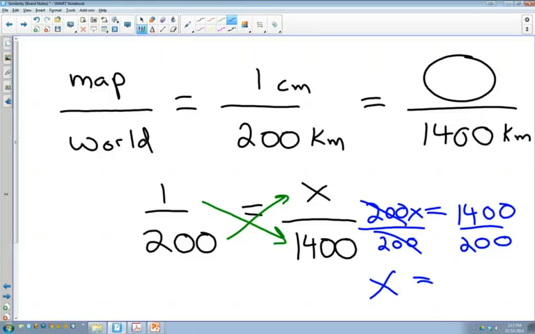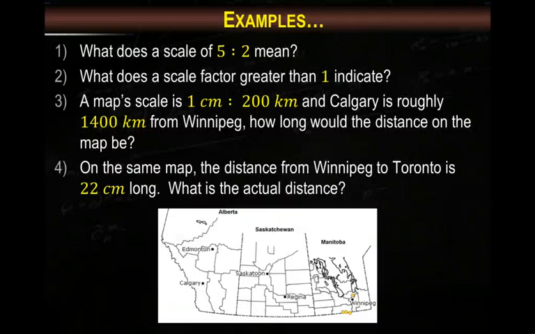What's 1,400 divided by 200? 7? About 7? Does anyone agree with the 7? Yes, it's 7. So that gives us the answer, 7 centimeters. Okay? Now for some people, they can kind of intuitively, they don't need all these steps. But that's a technique for doing that. Okay? Let's see if it works on the next part.